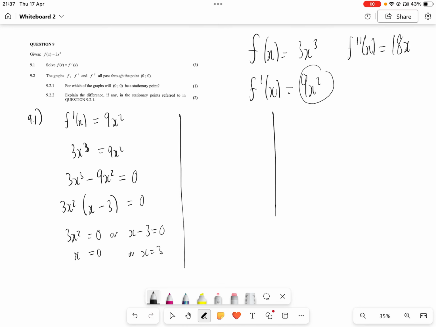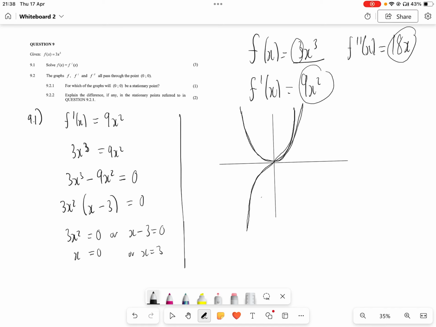So if you sketch these graphs, like a rough sketch, you know how the basic cubic function looks something like this. It won't differ that much from 3x cubed because you're multiplying it only by 3, right? So it's going to be the same graph, just a bit different. And then 9x squared is like the x squared graph, but everything is multiplied by 9, but it's still going to be relatively this shape. And the graph of 18x is just going to be a graph which passes through 0, 0, like this, a straight line, right?